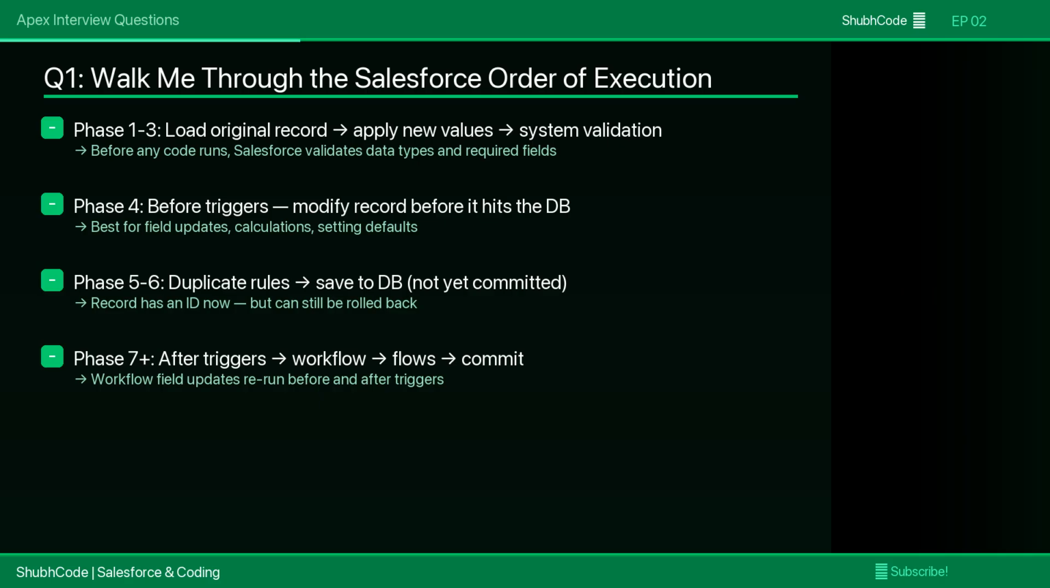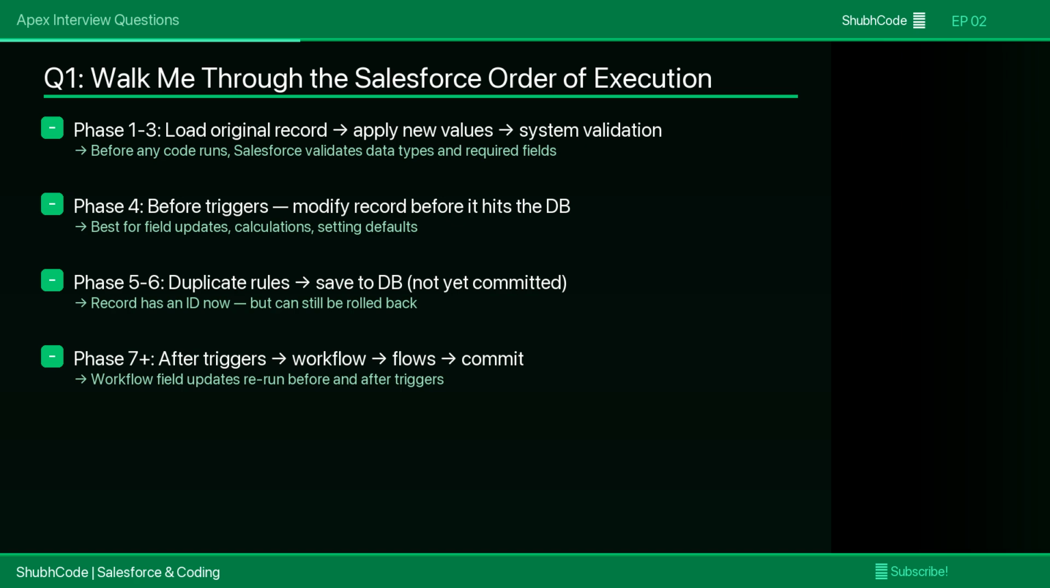First, the system loads the original record from the database, or initializes it for a new record. Second, the new values from the save request are loaded on top. Third, system validation runs: required fields, data types, foreign key checks. Fourth, Apex before triggers fire. Fifth, system duplicate rules run. Sixth, the record is saved to the database but not yet committed. Seventh, Apex after triggers fire. Eighth, assignment rules fire. Ninth, auto-response rules.